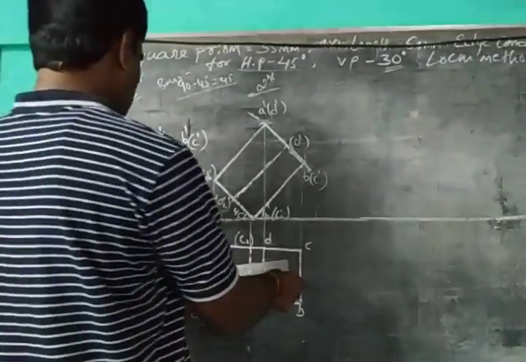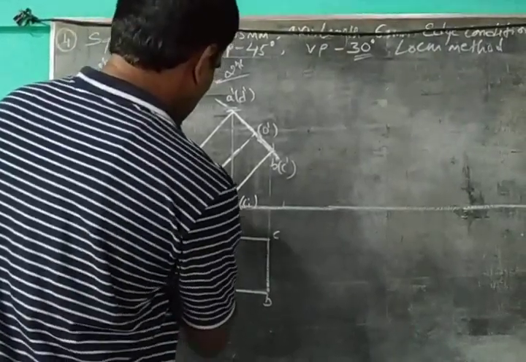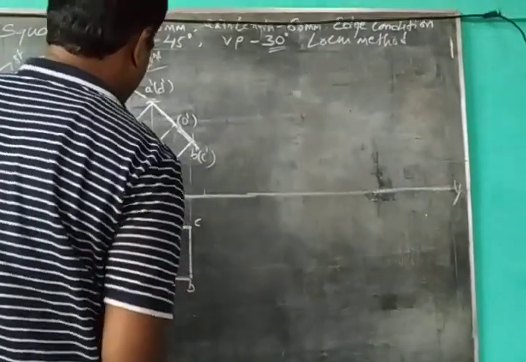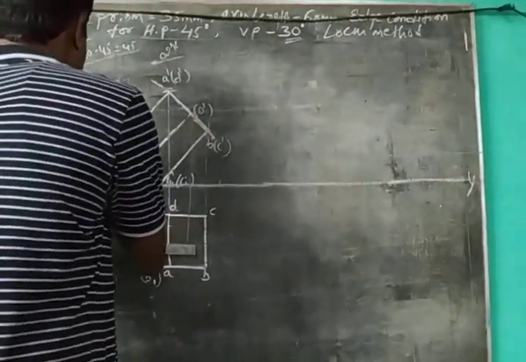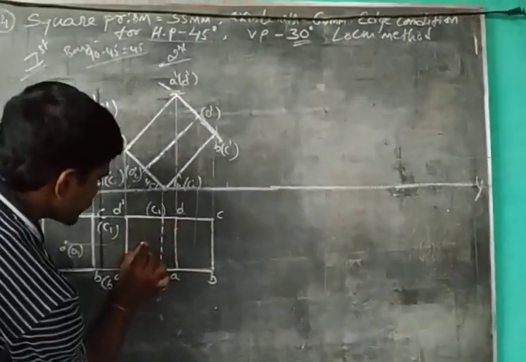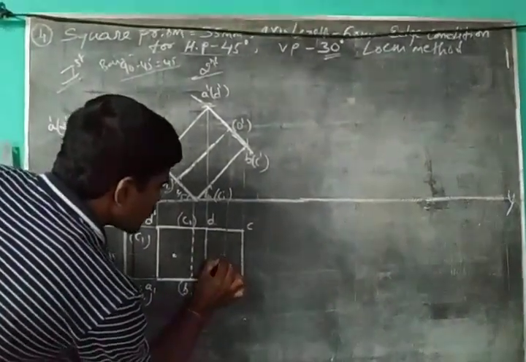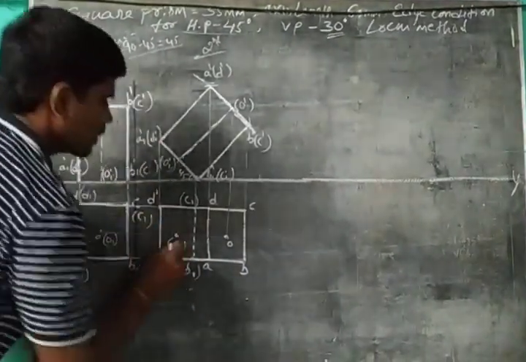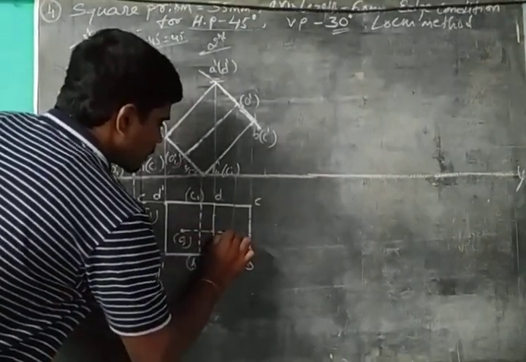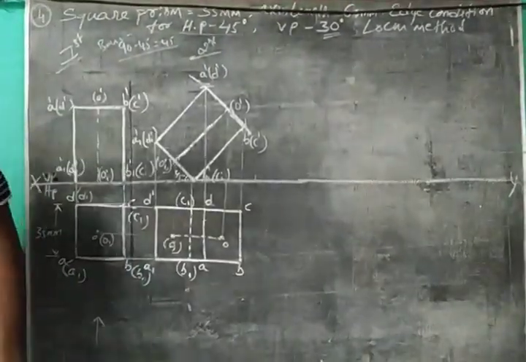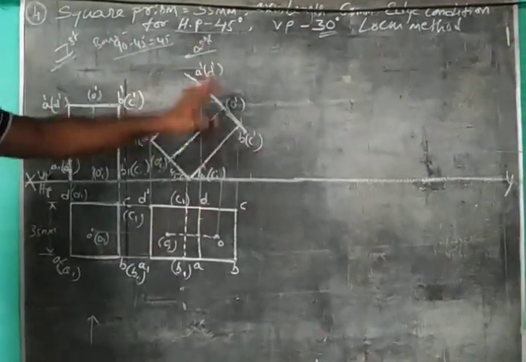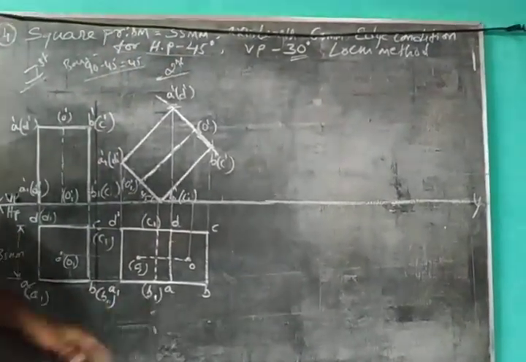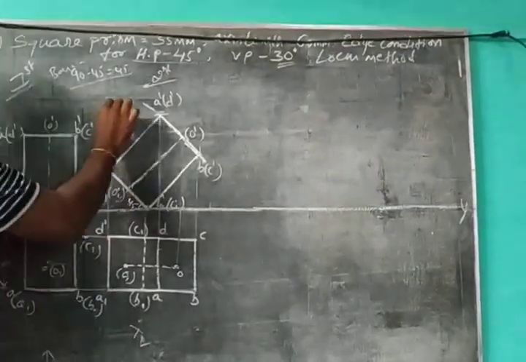Here you have to write the same thing, the axis. This O is visible, but O1 is not visible, so write it in bracket. So this is the second position of HP inclined to 45 degrees. So this is the top view, and this is the front view.